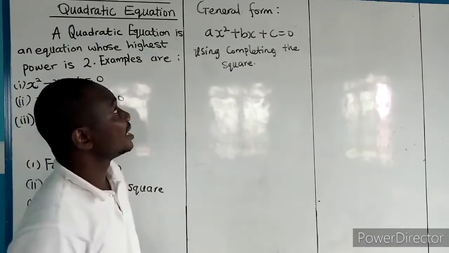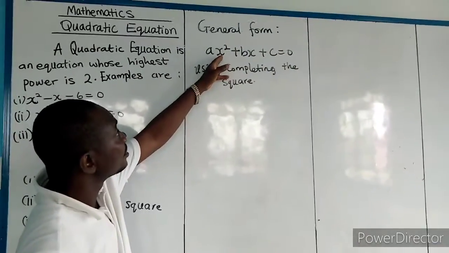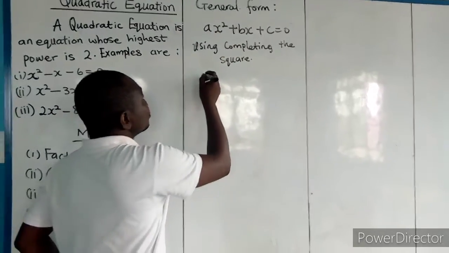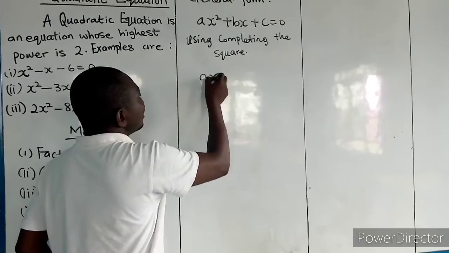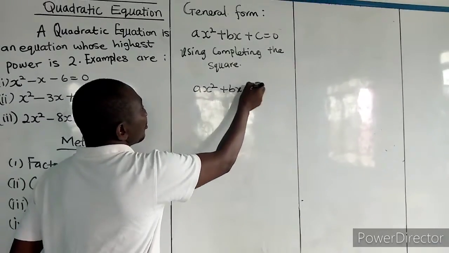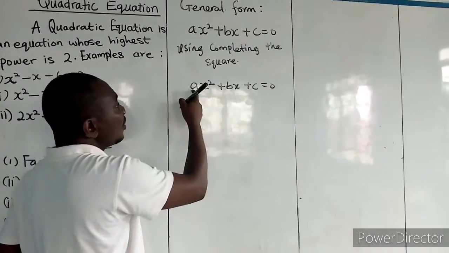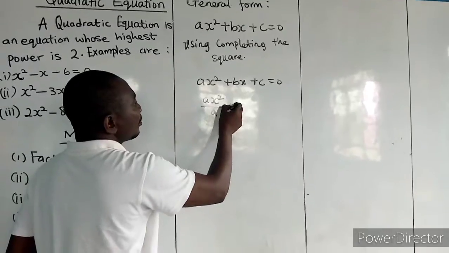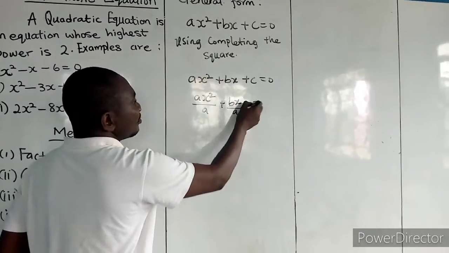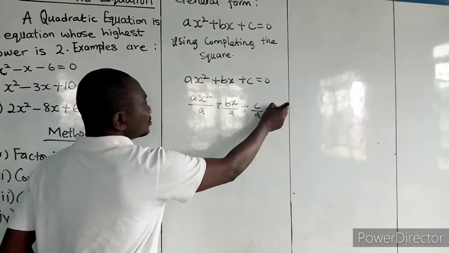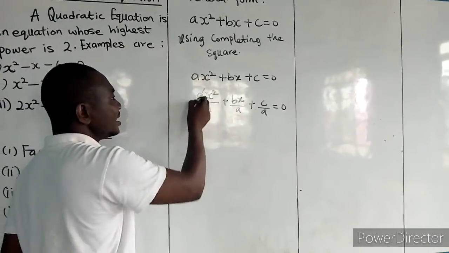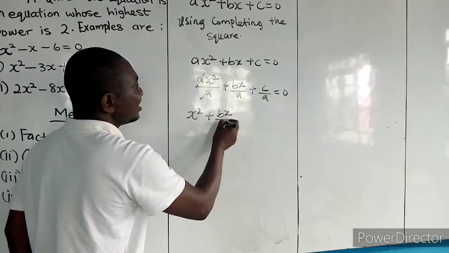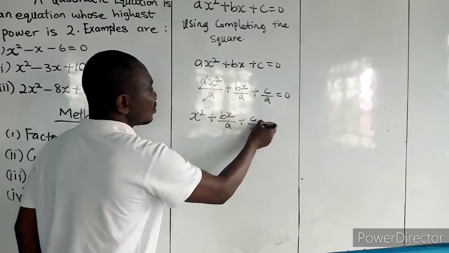So by using completing the square, the first thing I will do is to divide all through by the coefficient of x squared here, which is a. Let me write this down again: ax squared plus bx plus c equals 0. So I'll divide all through by a. That will be ax squared divided by a plus bx divided by a plus c divided by a equals 0. So a will cancel a here. I'm going to have x squared plus bx over a plus c over a equals 0.